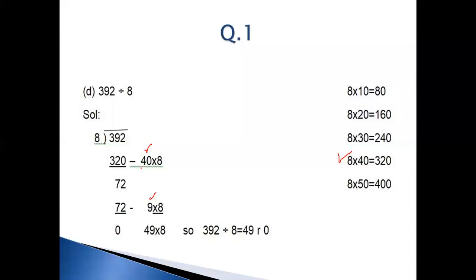We are going to add them. 40 and 9 will become 49. 8 we will write as a multiple as it is, because 49 times 8 gives us the number equal to 392. That's why we are going to write an answer. This is our solution. 392 divided by 8 is equal to 49, remainder 0.